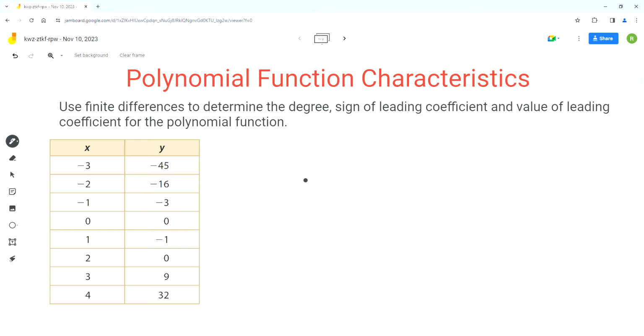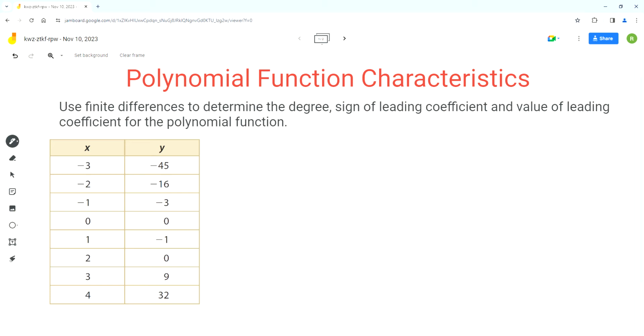So in this video, we'll find the characteristics of the polynomial function given to us in the form of this table of values. As per the problem, use finite differences to determine the degree, sign of leading coefficient and value of leading coefficient for the polynomial function. Now here we have to use the finite difference method. In that method, we have to calculate the first differences, second differences to find out the degree of this polynomial function. So let's start by finding the first differences.